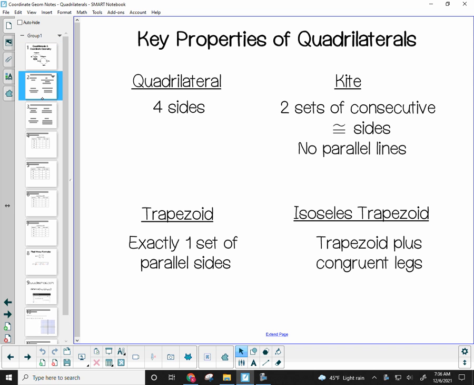I also gave you a couple of reminders in the next 2 sections as far as properties of each of those quadrilaterals. A quadrilateral, we know, just has 4 sides. A kite is going to have 2 sets of consecutive congruent sides and no parallel lines. A trapezoid has exactly 1 set of parallel lines. Your isosceles trapezoid is going to be that 1 set of parallel lines and the legs are congruent, right?